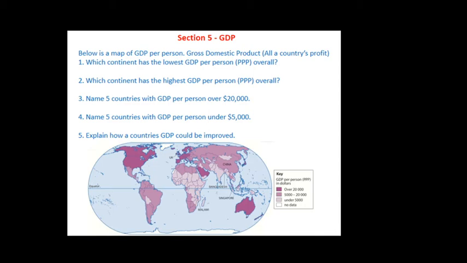How a GDP could be improved, how can they make more money? Well, they can encourage businesses to move in there and make products. They can encourage more trade with other countries.